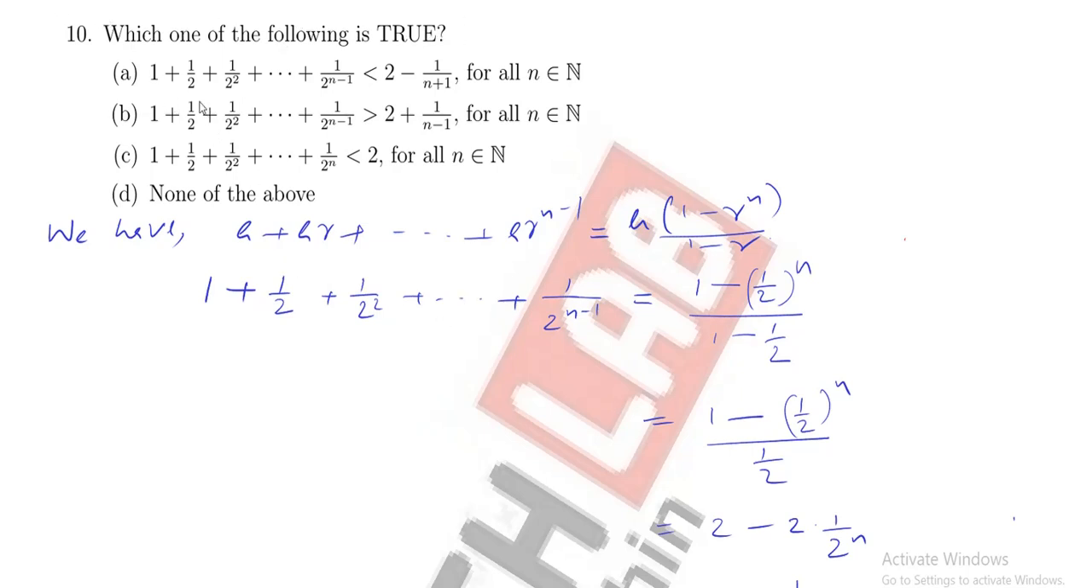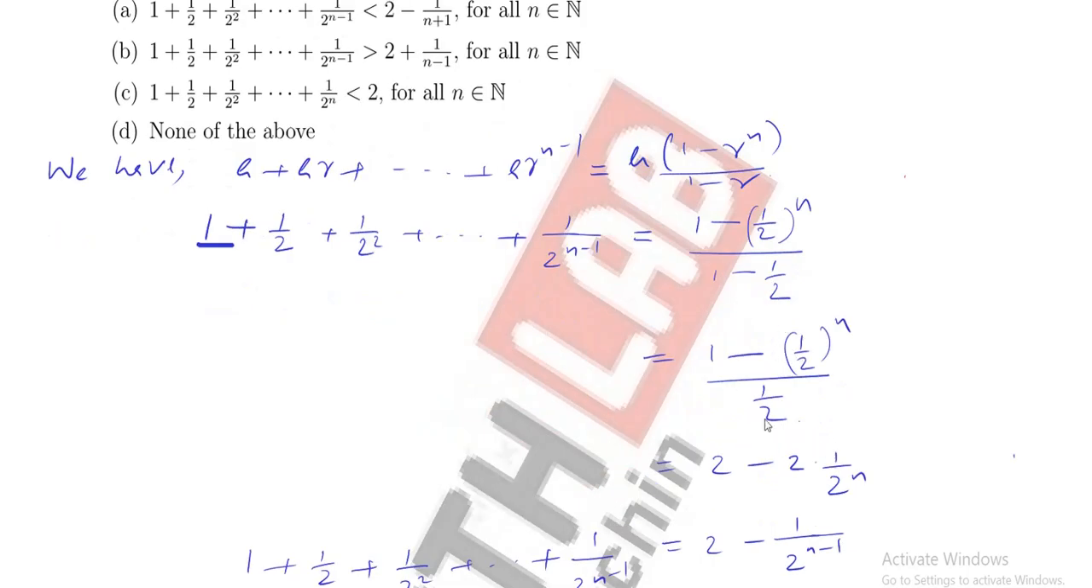See, the first three terms are the finite sum of a geometric series. We have that formula: a plus a r plus etc plus a r to the power n minus 1 is a times 1 minus r to the power n by 1 minus r. So first you consider 1 plus 1 by 2 plus 1 by 2 square plus etc plus 1 by 2 to the power n minus 1. Here the common ratio is 1 by 2 and the first term is 1. Therefore, we can write 1 minus 1 by 2 all to the power n by 1 minus 1 by 2. We can simplify it.